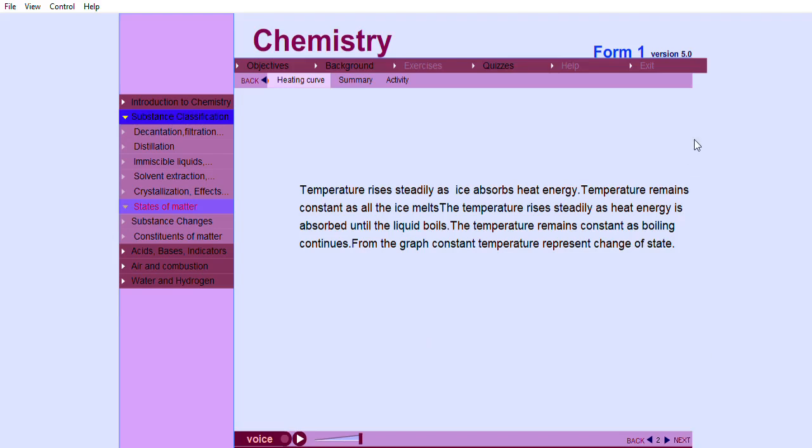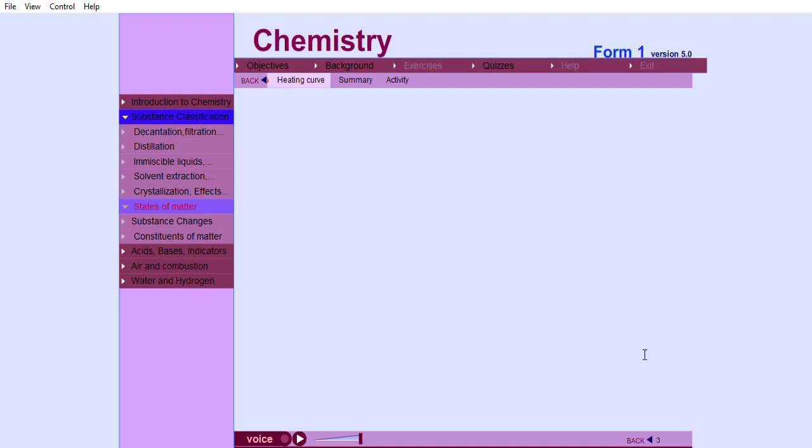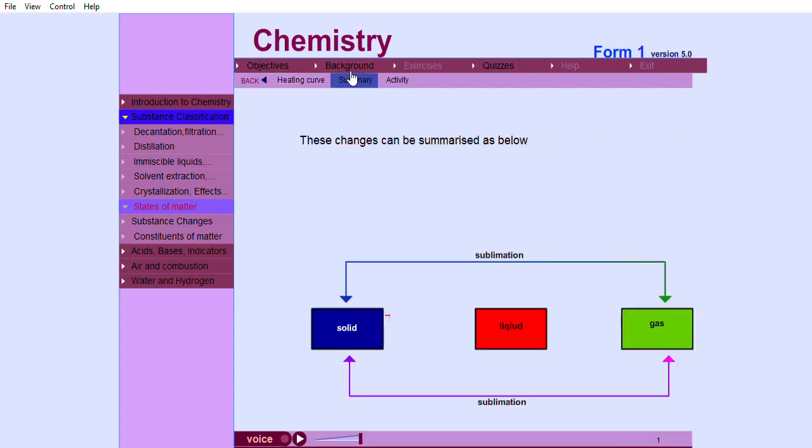Temperature rises steadily as ice absorbs heat energy. Temperature remains constant as all the ice melts. The temperature rises steadily as heat energy is absorbed until the liquid boils. The temperature remains constant as boiling continues. From the graph, constant temperature represents change of state. The process of changing a solid into liquid by heating is called melting.